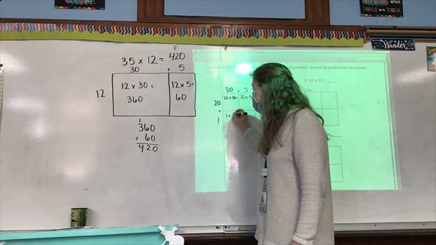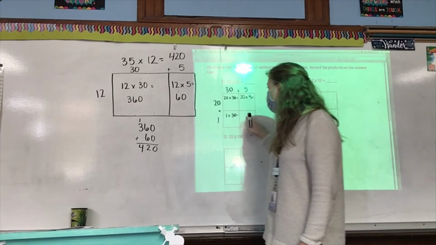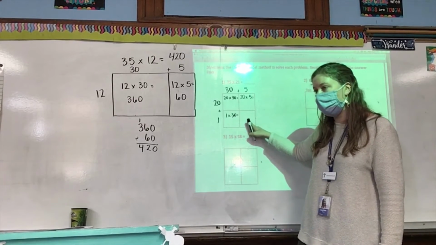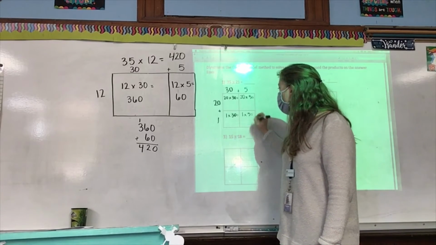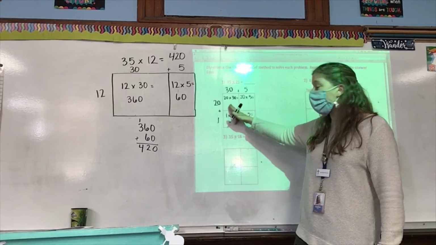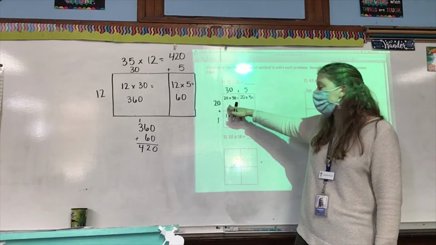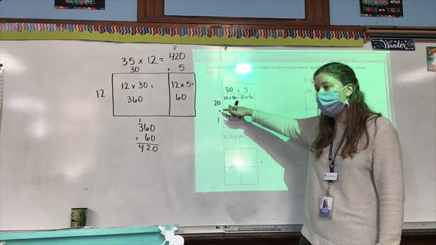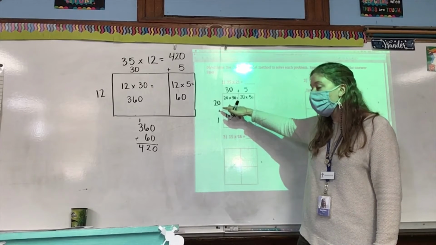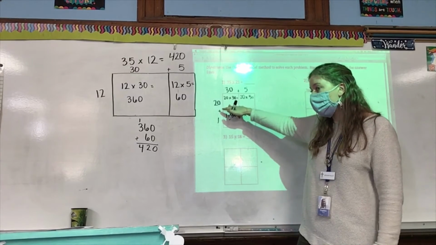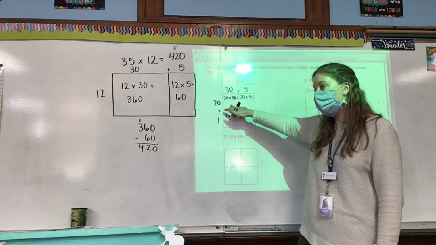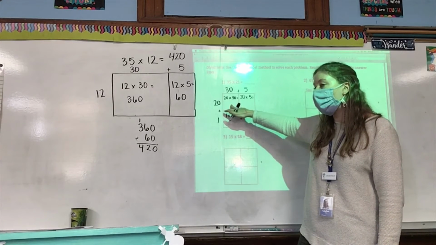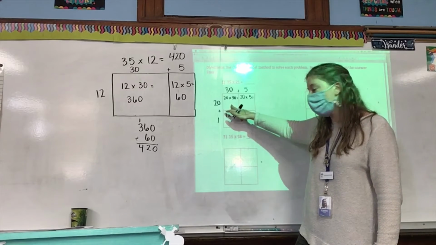1 times 30. And then what equation goes here? 1 times 5. Now let's solve. Kingston, using basic facts and patterns, 20 times 30 is what? I want to know the whole answer. 600.